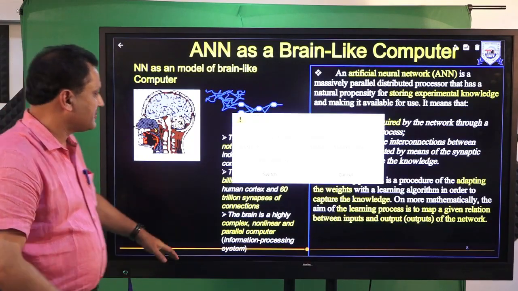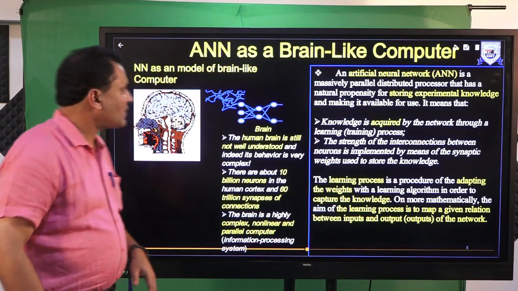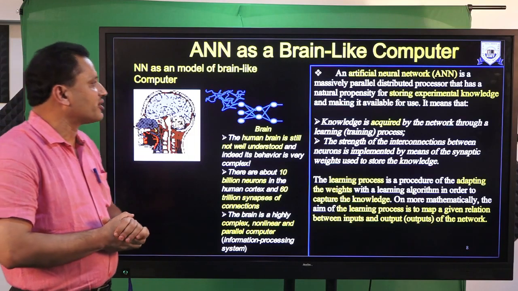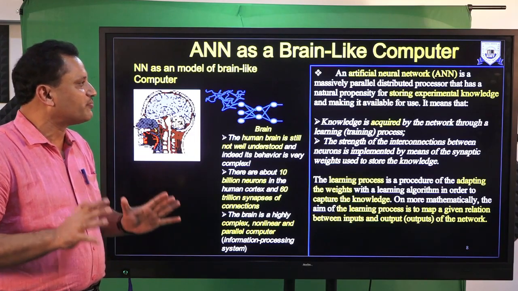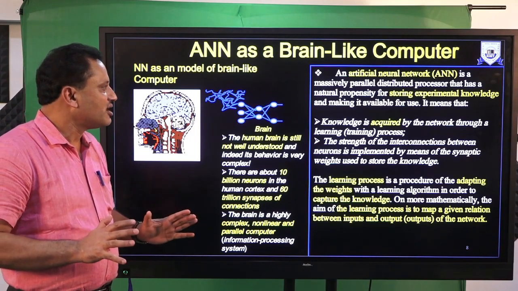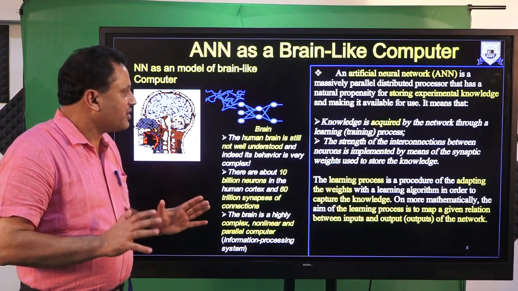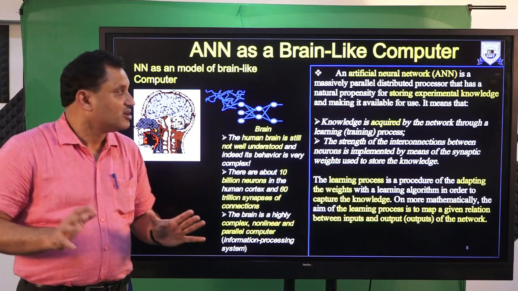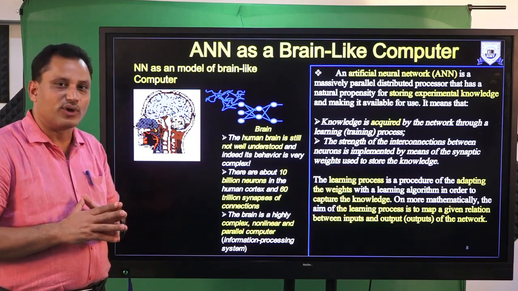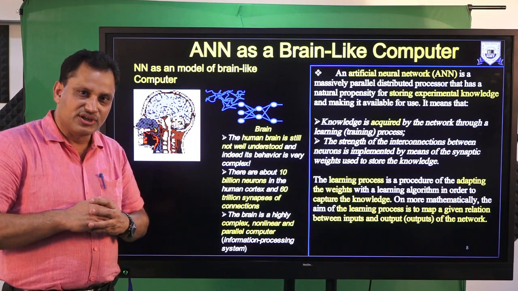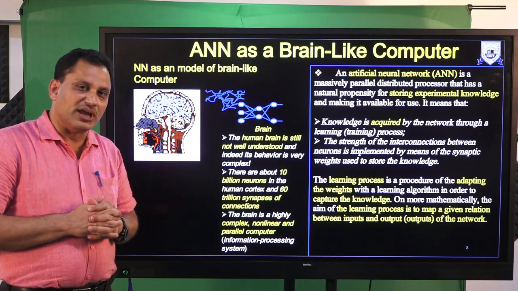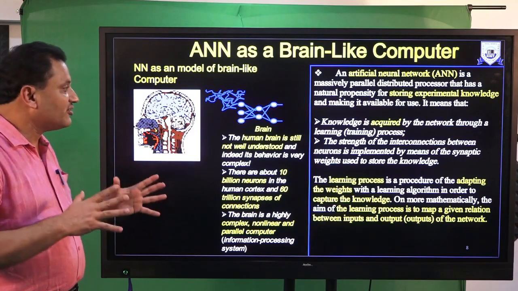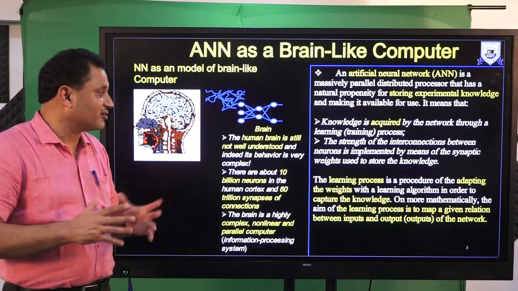ANN is a brain-like computer. So an artificial neural network is a massive parallel distributed processor that has a natural propensity for storing experiential knowledge and making it available for use. Experiential knowledge. So what will be the role of an artificial neural network? It will acquire practical knowledge, and that knowledge will be available to solve a particular problem in a particular situation. Knowledge is acquired. This is a very, very strong statement.